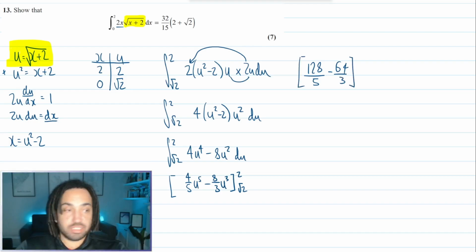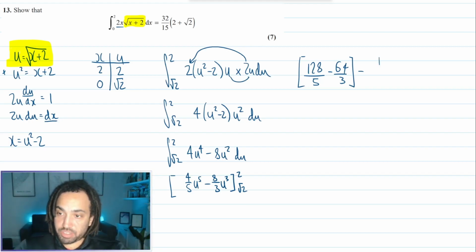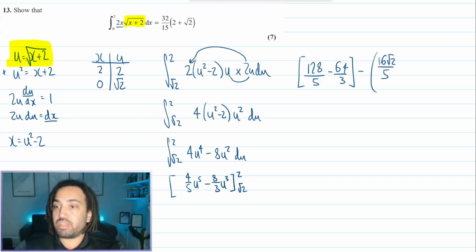Okay, so that's the 2 part done. And then the root 2 part. Root 2 to the power 5 is 4 root 2, times by 4/5 gives you 16 root 2 over 5. And then we are taking away root 2 to the power 3, which is 2 root 2, times 8 is going to give you 16 root 2 over 3.